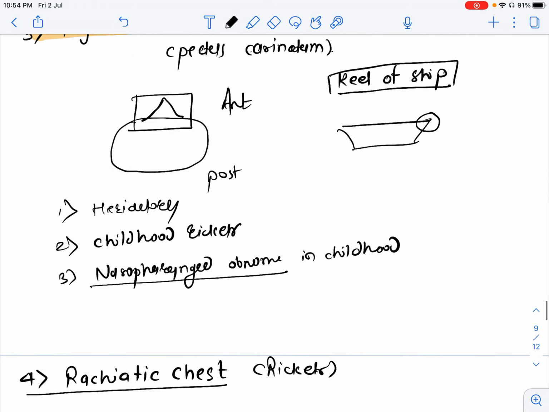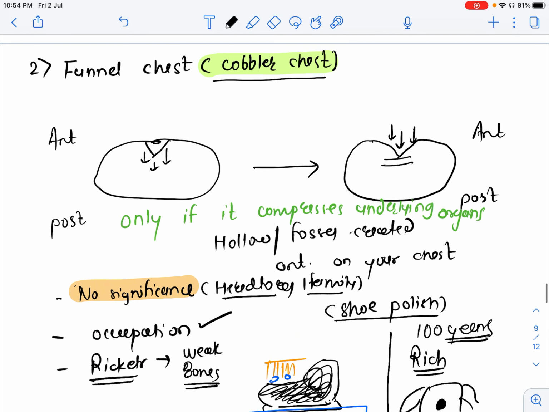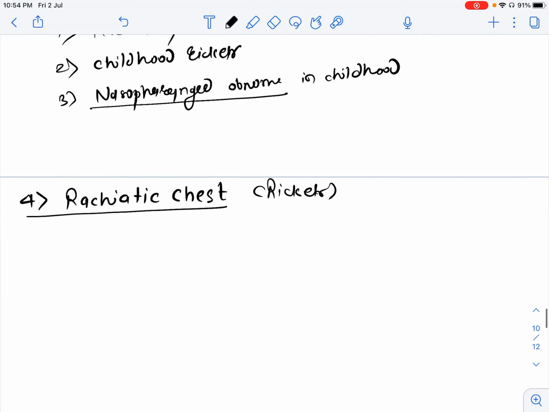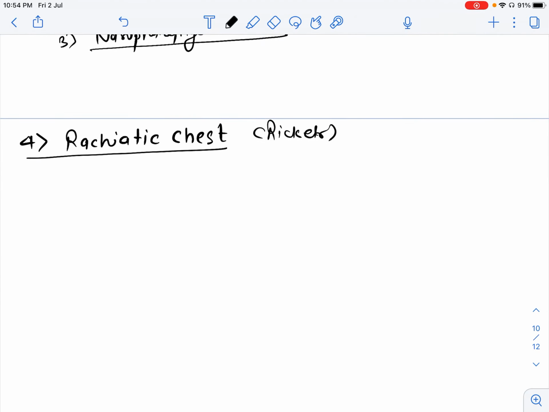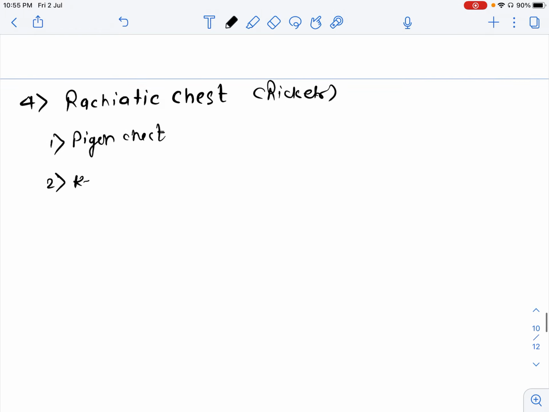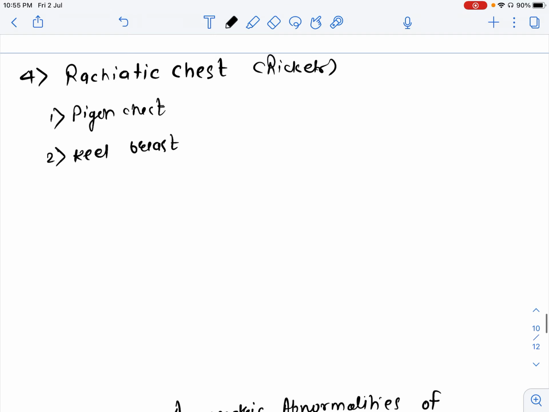See, basically, you can get a cobbler's chest in rickets. You can get a pigeon chest in rickets. Okay. So what are the other types? To enumerate once more, what are the conditions that you can get in a rickety chest? As far as the rachitic chest is concerned, first is the pigeon chest that you already know. Second is your keel breast, that is a pectus carinatum, right?